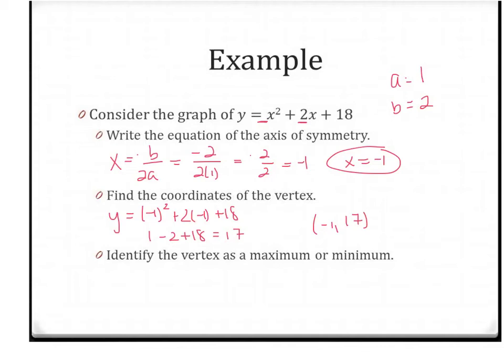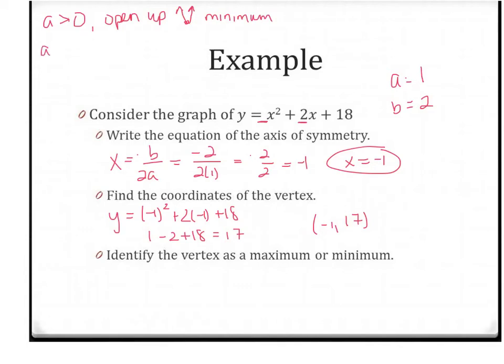And is this a maximum or a minimum? Something we haven't talked about yet is that if your a is greater than 0, so if your a is positive, the parabola is going to open up, meaning it faces like this, in which case you have a minimum value.